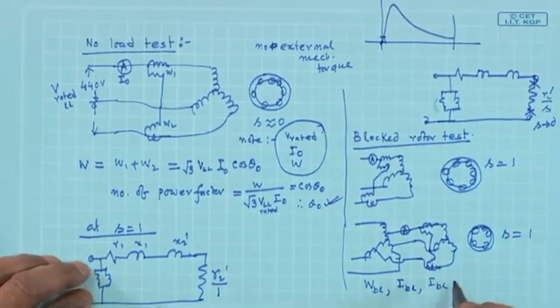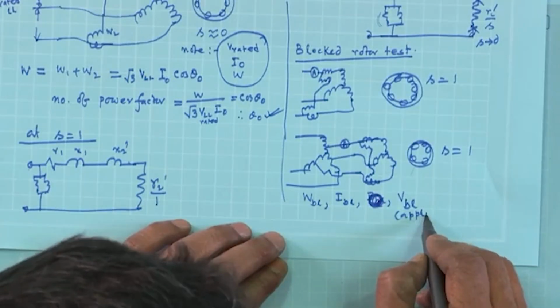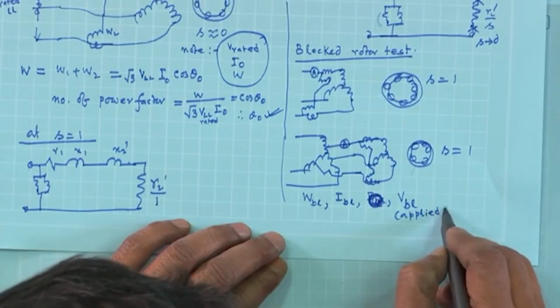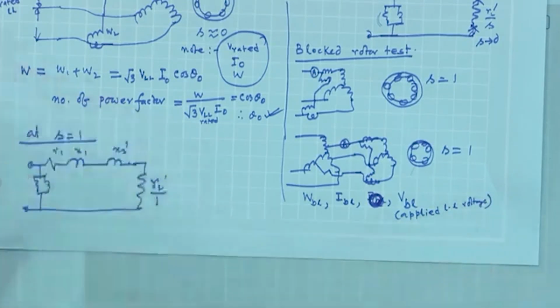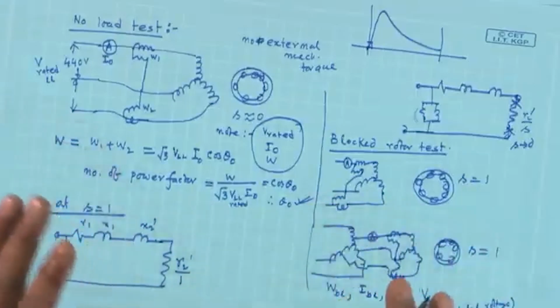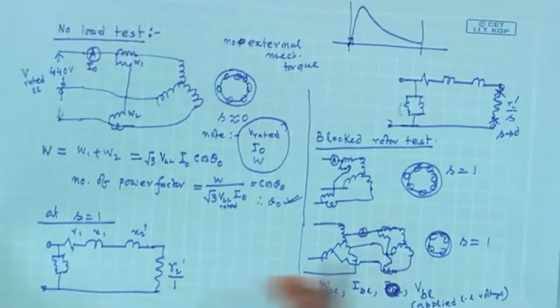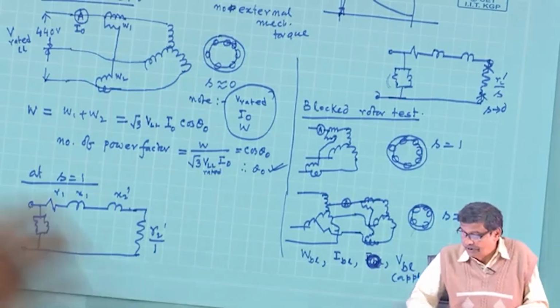to indicate block rotor condition, and the applied line to line voltage. Okay, you have got your readings you have taken, then you can go straight away to draw the circle diagram. How? Let us see.